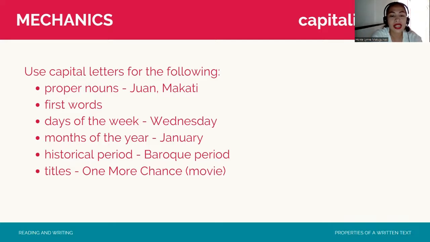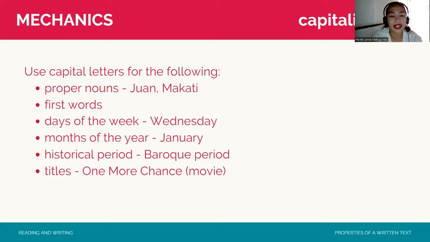Next, months of the year and days of the week must start with a capital letter, like W for Wednesday or J for January. Historical period or time, like the Renaissance, so capital letter R. Baroque period, capital letters B and P. And the Great Depression, so capital letters G and D.